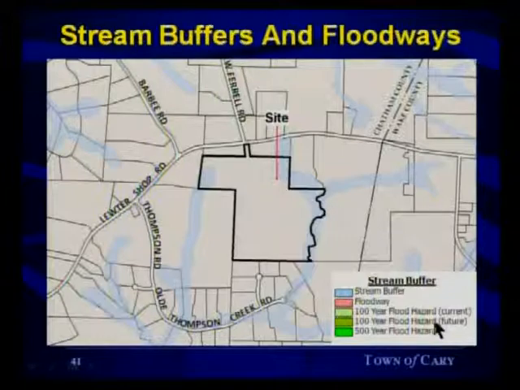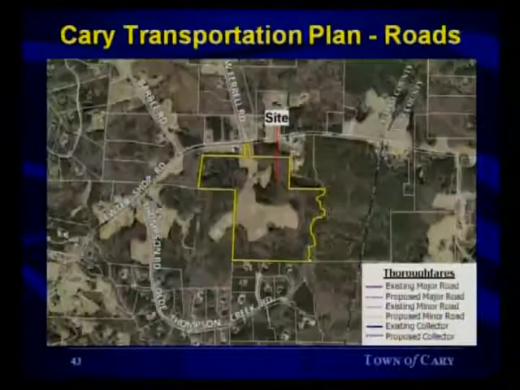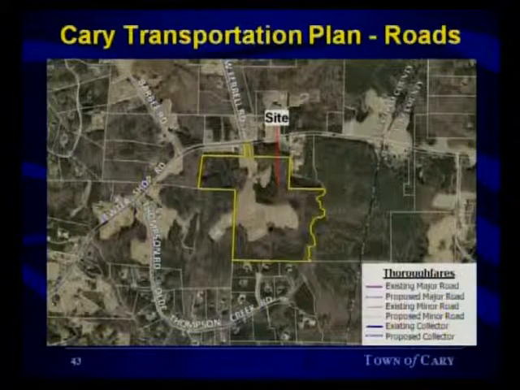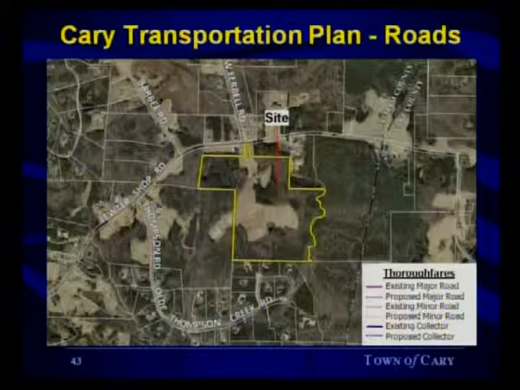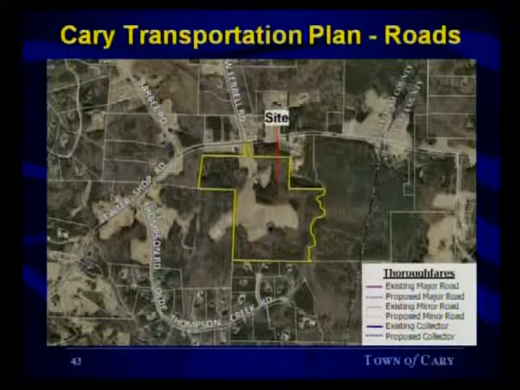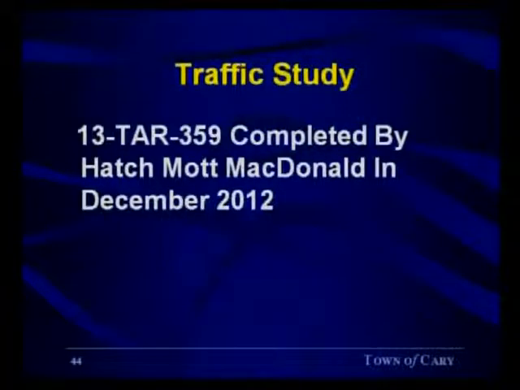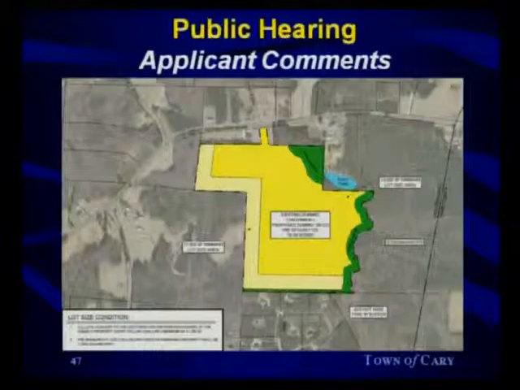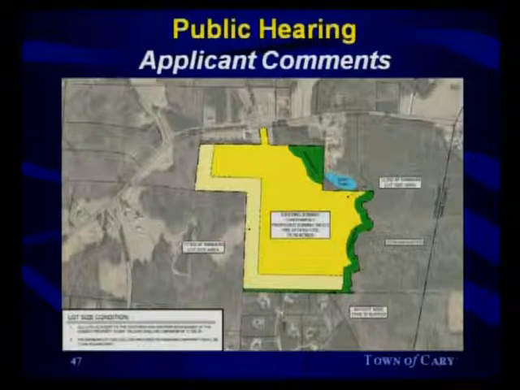This slide depicts the stream buffers identified on our GIS maps on the subject property. And this shows Looter Shop Road, which does not currently show up on Cary's thoroughfare plan. As I mentioned earlier, there is a traffic study that was concluded. The results are in your staff report, and the applicant has offered a zoning condition in response to one of those recommendations. At this time, I'd like to call upon the applicant to provide their justification for the request.